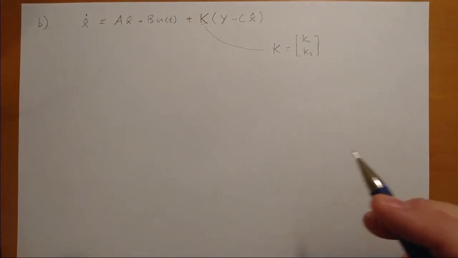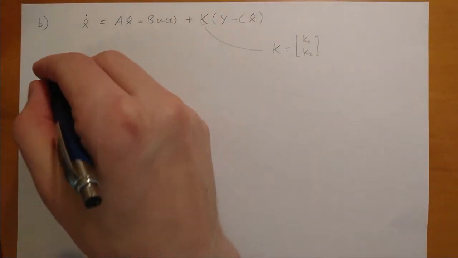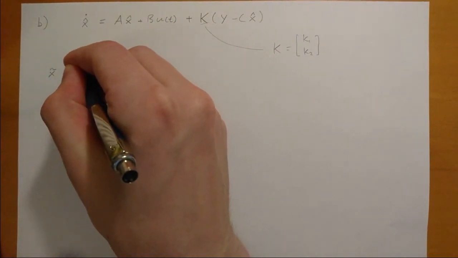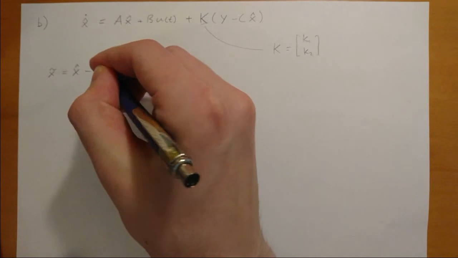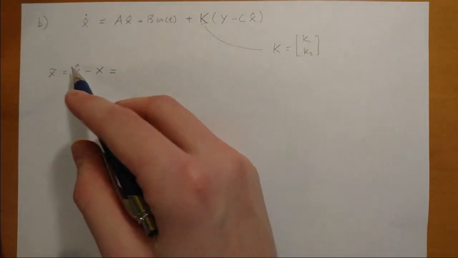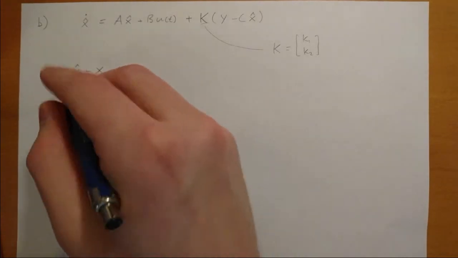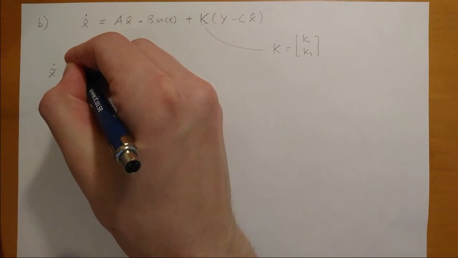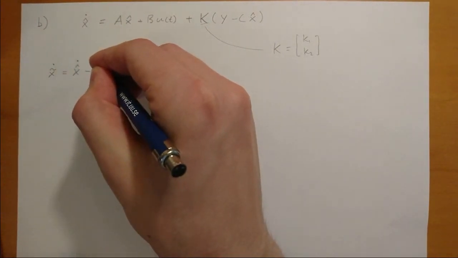Alright, so let's take a look at the estimation error. So the estimation error, we call that x tilde, is just the difference between the observer and the true state. So what is that? Well, we have equations for the time derivatives of these things here, so let's use that. Let's just plug in these dots here.